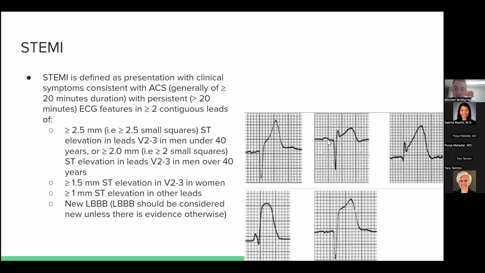So what you want to do is look at the baseline from the P wave here and then count up to the ST elevation. So this is 2 millimeters of ST elevation. The baseline is here. This is at least 2.5 millimeters of ST elevation. So that's what we're looking for.